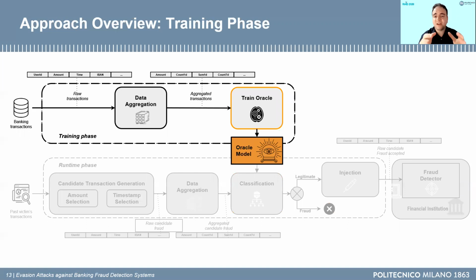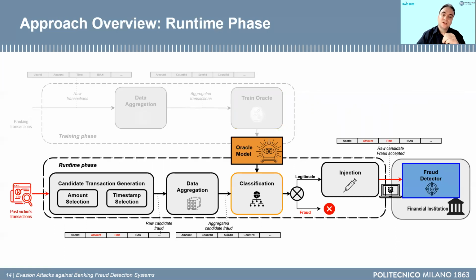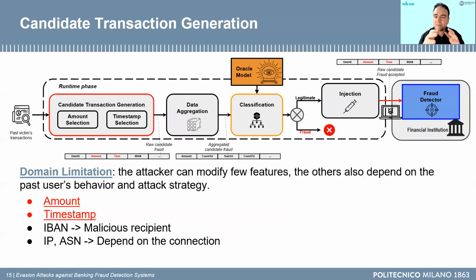During the training phase, we train the Oracle by aggregating historical transactions to build the surrogate fraud detector that approximates the target one. During the runtime phase, instead, depending on attacker knowledge, the attacker first observes and collects all the transactions executed by the victim. Based on the information collected, the attacker generates raw candidate transactions. However, the attacker is subject to a strong limitation, since he or she can directly modify only some features, while the others depend on the past behavior of the user or on the attack itself.